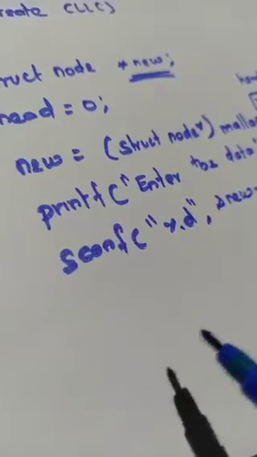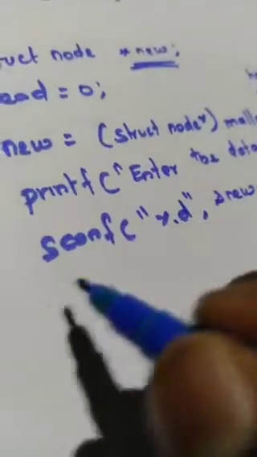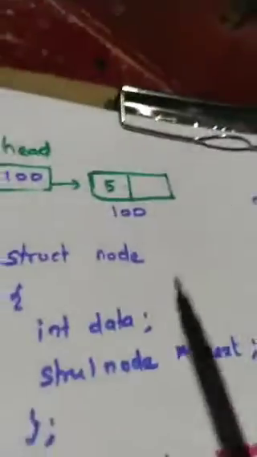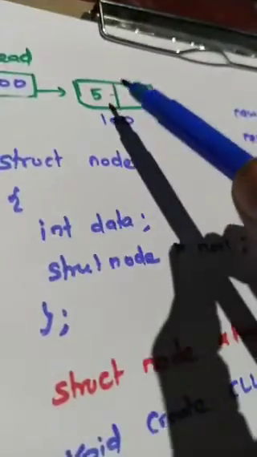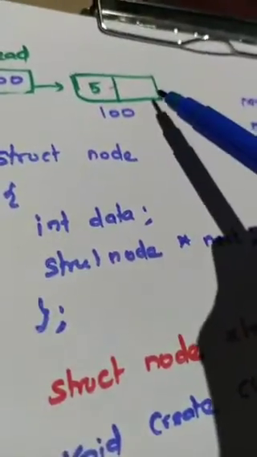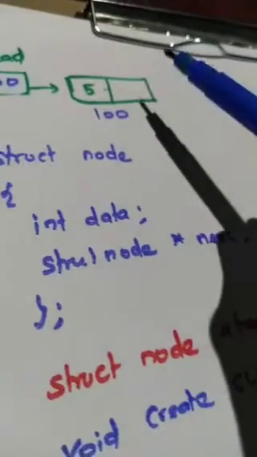After that, now I have filled the data field, right? Next will be new next. Initially it will be 0 because I don't have any new node. See, just consider my data is 5 and I don't have any other node, then it will be empty, right?